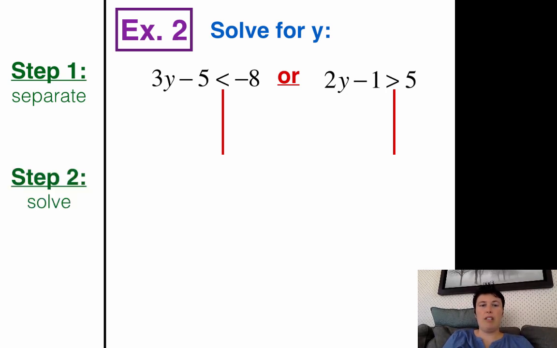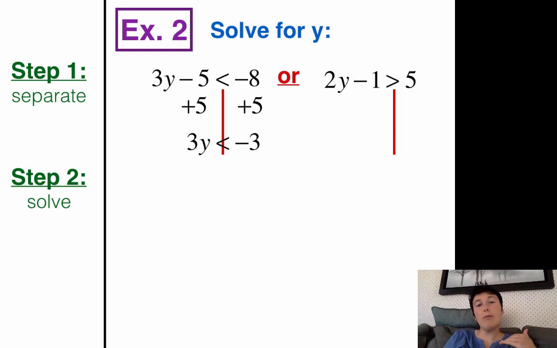I'm going to start with solving the left one by adding the 5 over. -8 plus 5, if I add that together, is a -3. So I have 3y is less than -3. And then I got to get rid of the 3 from the y, so I got to divide by 3 on both sides. And -3 divided by 3 is a -1. So y is less than -1. There's my first answer.